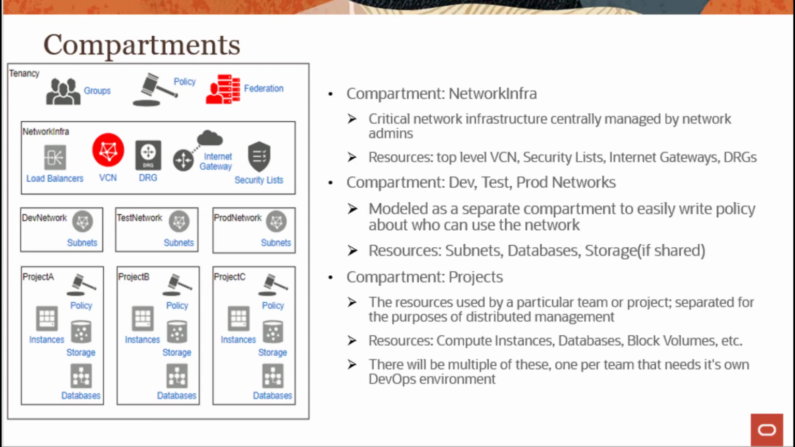So here's a high-level view of compartments and how they help us organize resources. In this case, we can see the first root compartment is the tenancy. That is the compartment that every other compartment is created under. We have groups that have users. We write policy to restrict users in a group to perform certain actions across certain areas of your account or your entire account. Of course, we also have federated login.